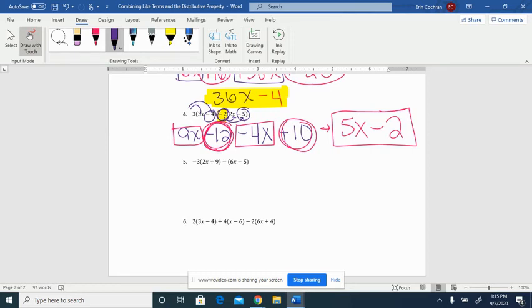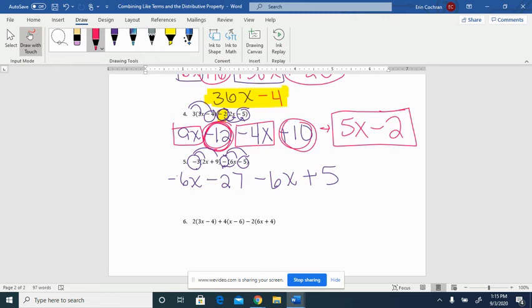All right, number 5. Again, we can't do what's inside the parenthesis. So if we look at the first parenthesis, we have this negative 3 I'm going to distribute. And the second one here, we have this minus sign, so we're going to distribute that negative 1. Okay. So negative 3 times 2x is negative 6x. Negative 3 times 9 is negative 27. And now let's do this negative 1. Negative 1 times 6x is negative 6x. And then a negative times a negative would be a positive 5.